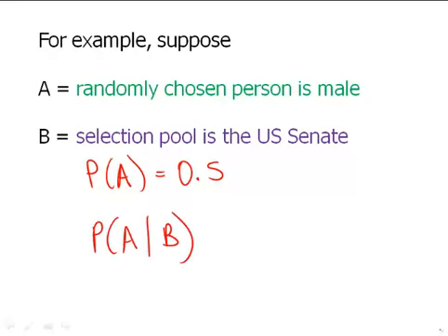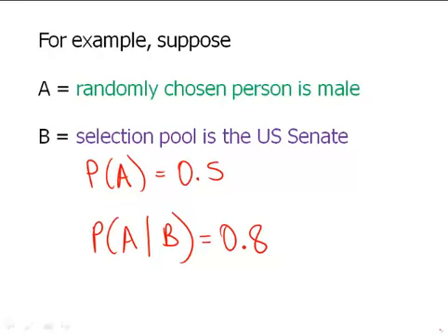Given the condition that the person I'm picking is from the Senate, what is the probability that I randomly pick a male? In the current United States Senate, as it happens, there are 80 men and 20 women. And so the probability of picking a male is 0.8. Now, of course, in a perfectly just and fair world with no sexism, this also would equal 50%. The Senate would be split 50-50. It would be representative of gender. That's not the world we live in, unfortunately.